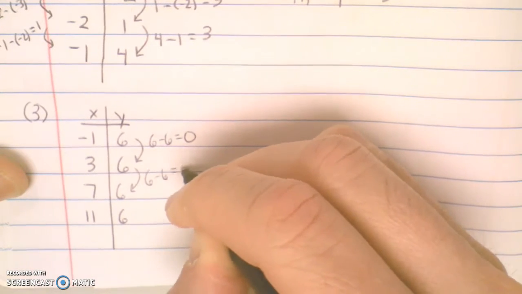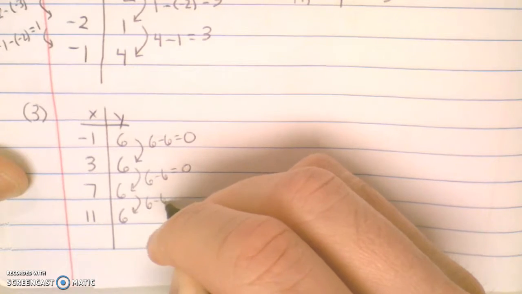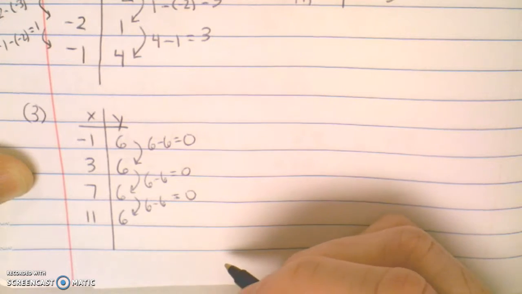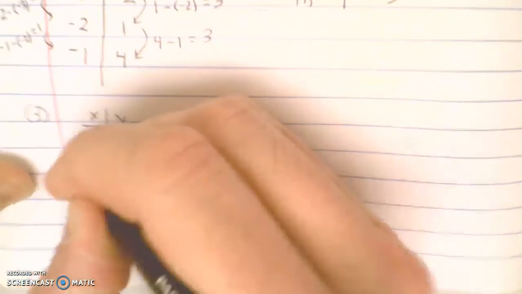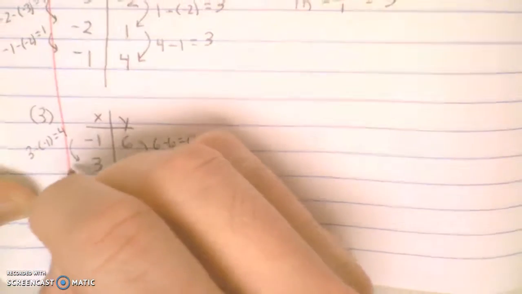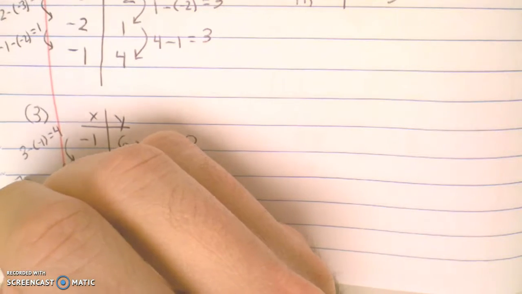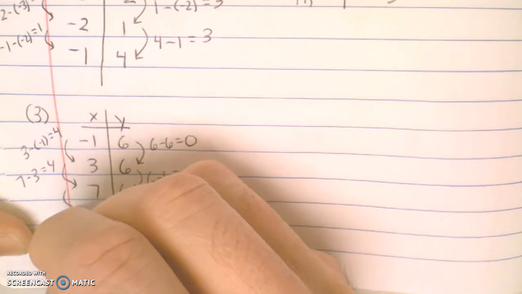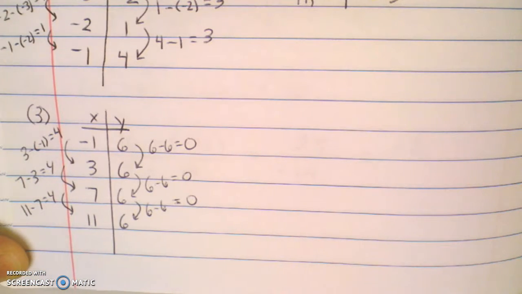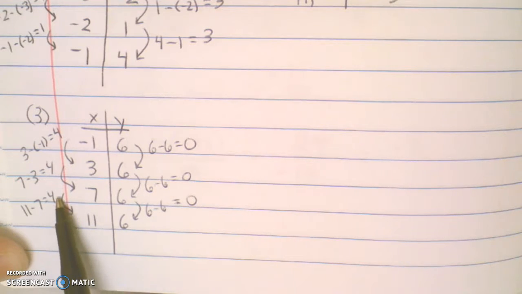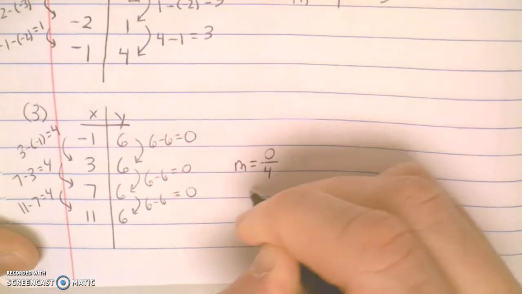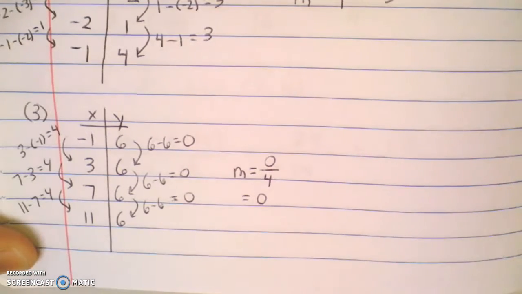For this table, since all of the y values are the same, the change is always going to be 0. There is no change from 6 to 6 to 6. On the x's, you would do the same thing where you subtract. I'm just subtracting the number below with the number above it and seeing the change. So here my slope is 0 over 4, which equals 0.